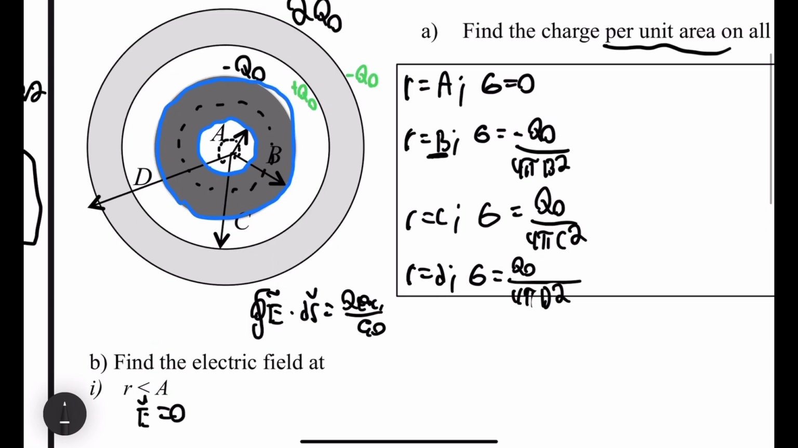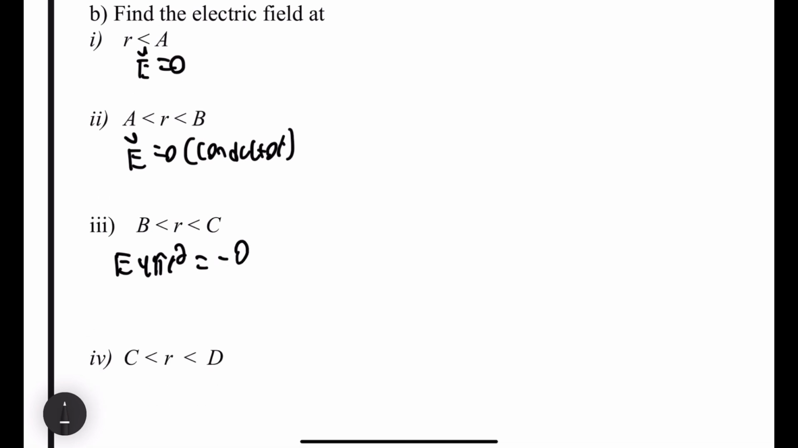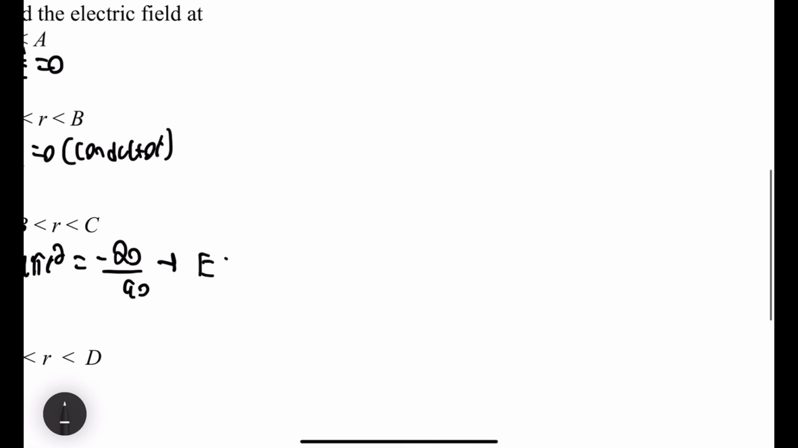Now I'm between b and c, so I'm out here. This time I am enclosing the charge, so I have E 4 pi r squared is equal to charge enclosed, which is negative Q naught, over epsilon naught. So this will give me E is negative Q naught over 4 pi r squared epsilon naught, and then radially out.